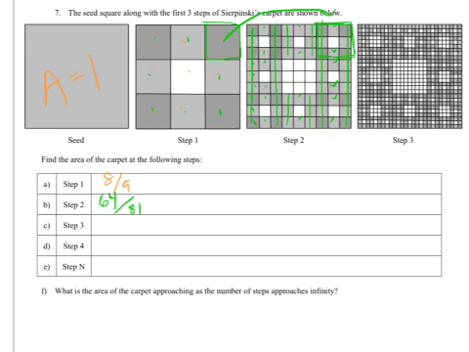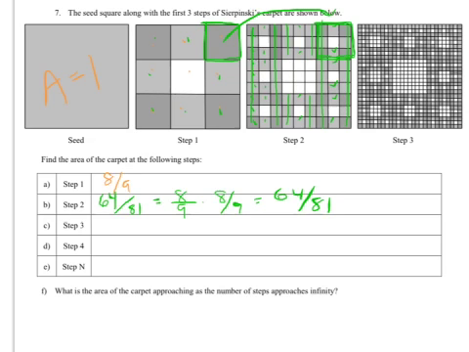I also could have figured that out based on how I created this second step. By keeping 8/9 of every square from step 1, I could take 8/9 of my previous step. So this way I could do 8/9 times the amount I had at the previous step, which is 8/9, and that gives me 64 over 81.